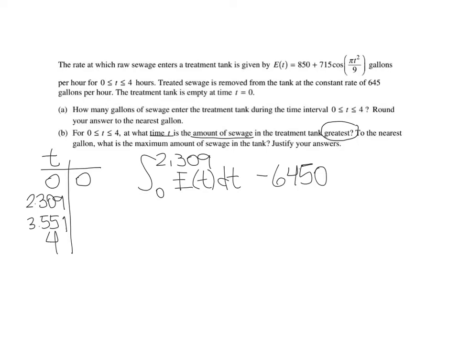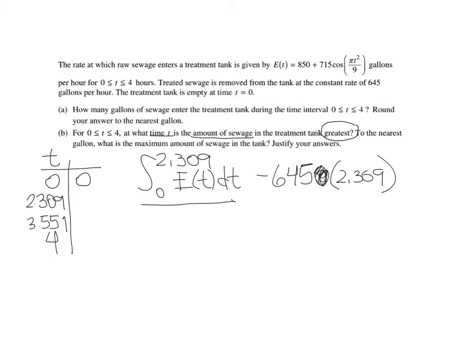Okay, now I'm sorry, I don't know why I put a 0 there. So it's 645 gallons per hour. And so then we know that the 2.309 is how many hours it's been in. Okay, so notice this is one integral. So that's the amount that is being removed.